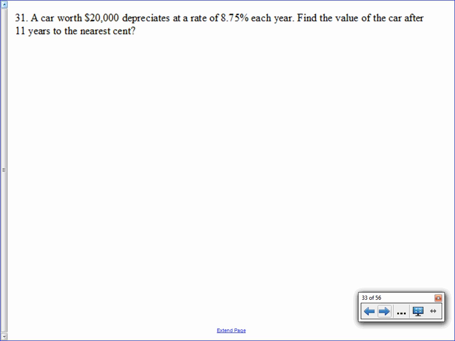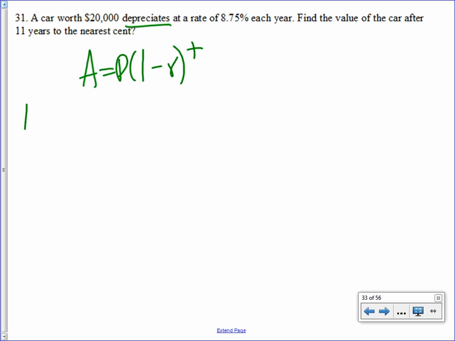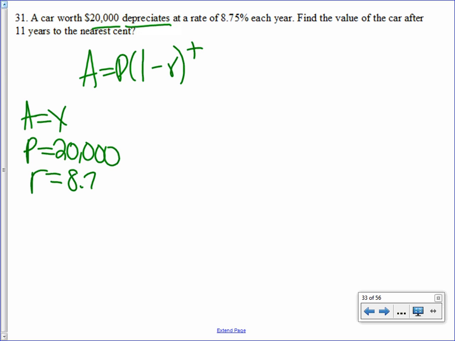A car worth $20,000 depreciates. As soon as I see depreciates, I know this is an AP1RT, being depreciation, it's minus. You can refer to your key understanding to see what each thing represents. A is always what you're trying to find. P is your initial amount, which is 20,000. R is your rate, which is 8.75%.